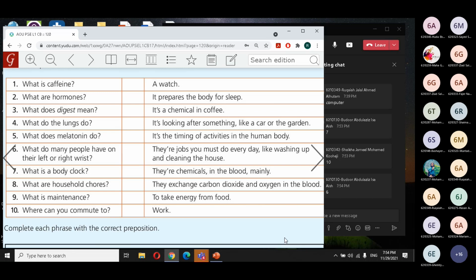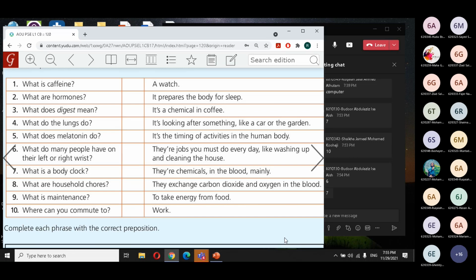Okay. Now the second answer. What prepares the body for sleep? Body clock, five. Seven. Melatonin, seven. Body clock, five. Seven.